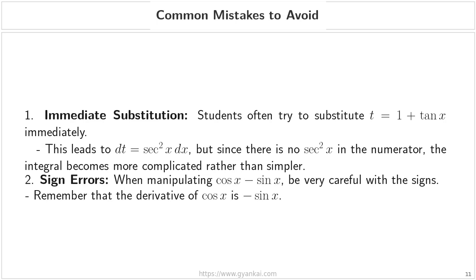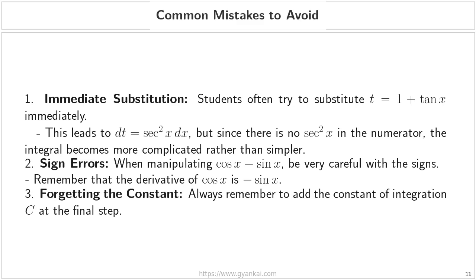2. Sign errors. Next, let's talk about sign errors. When we were manipulating the integral to get it into a form suitable for substitution, we dealt with expressions like cosine of x minus sine of x. It's incredibly easy to make a mistake with those signs. Always double-check your work, especially when dealing with trigonometric functions. Remember, the derivative of cosine of x is negative sine of x. Keeping that straight is crucial. A simple sign error can throw off your entire calculation.